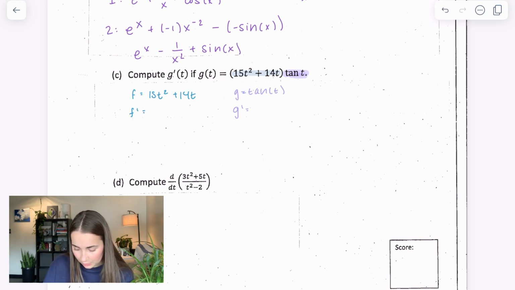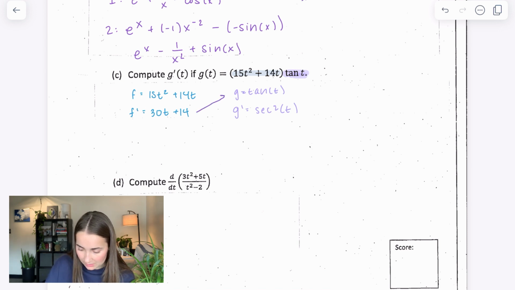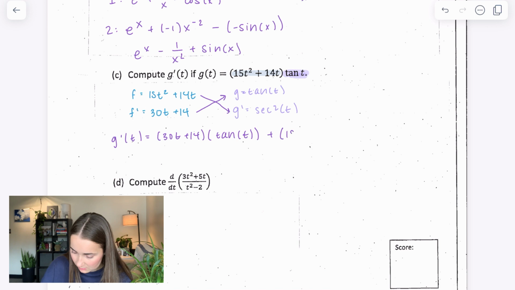Alrighty, let's go ahead and find our derivative. So first we get the derivative of f is equal to what? 30t plus 14. And then the derivative of g, if we remember, is going to be secant squared of t. So let's go ahead and use product rule. We start at the bottom, work our way to the top. We multiply those together. So let me write this out. Now we're going to add the opposite multiplication.